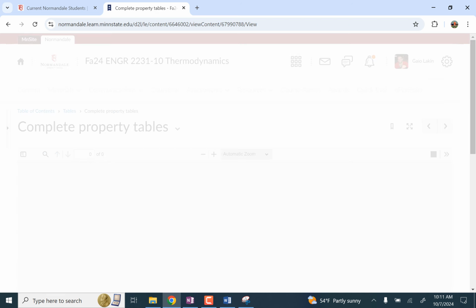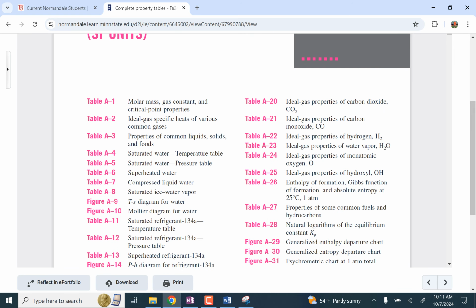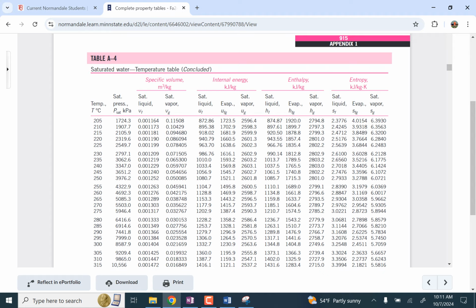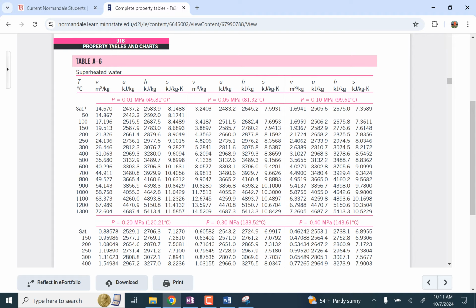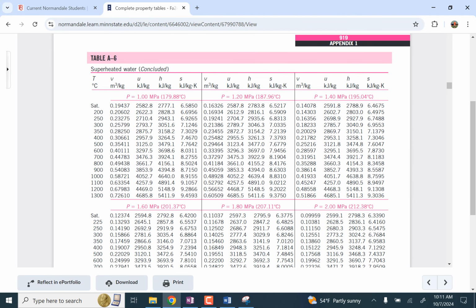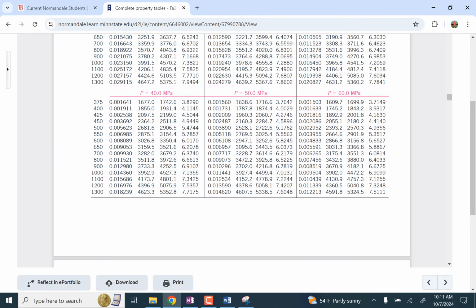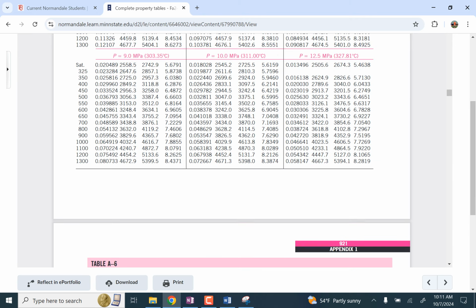Let's look at the complete water tables, A5, no, A6. Okay, so that's SI units. That sucks, so we have to convert all that.